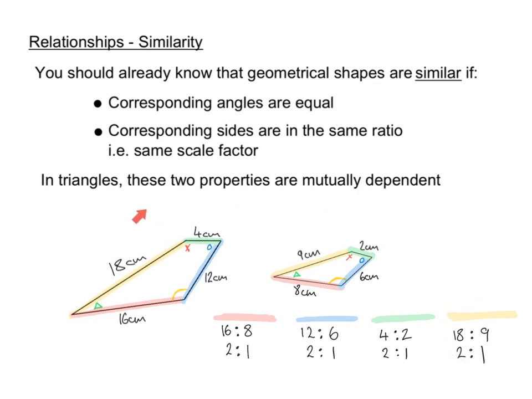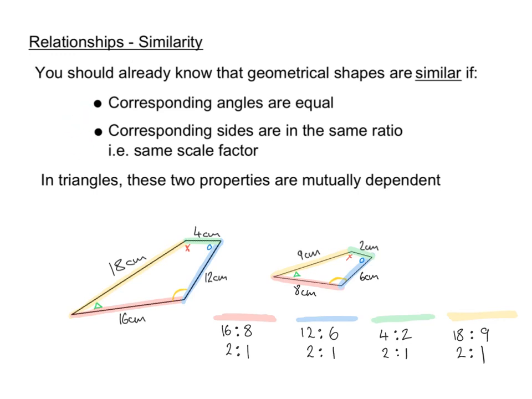Now, for almost all shapes, we would need to show both of these conditions were true in order to show that they're similar. However, with triangles, triangles are a special case. For triangles, these two properties are mutually dependent, which means I only need to show one of these two conditions, and if I can show that one of these two is true, it means the other one is automatically true. So for triangles, we generally are going to be showing that angles are equal in later problems. But for triangles, we should remember we only need to show one of these, because if one is true, the other is automatically true.